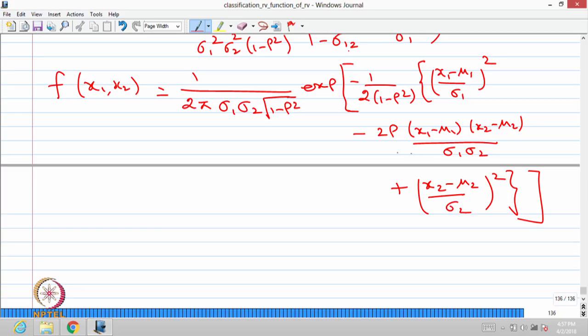If they are independent, then the correlation coefficient becomes 0, then we would have the middle term, so this term will vanish. So you will have the first term as well as the third term. Similarly, when rho square becomes 0, the square root of 1 minus rho square won't matter. So when they are independent random variables, you can easily write it as the product of two probability density functions of normally distributed random variables.